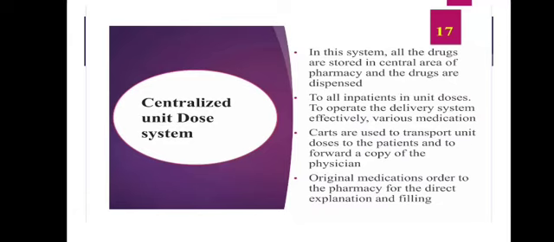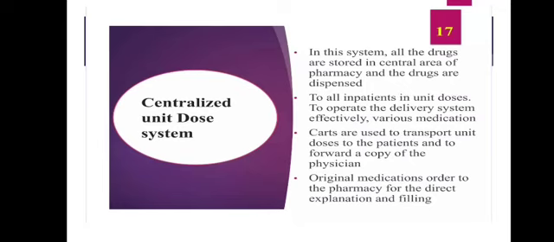The centralized unit dosage form. In this system, all the drugs are stored in a central area of the pharmacy and the drugs are dispensed to all inpatients in unit dose. To operate the delivery system effectively, various medication cards are used to transport unit dosage to the patient and to forward a copy to the physician. Original medication orders go to the pharmacy for direct explanation and filling.